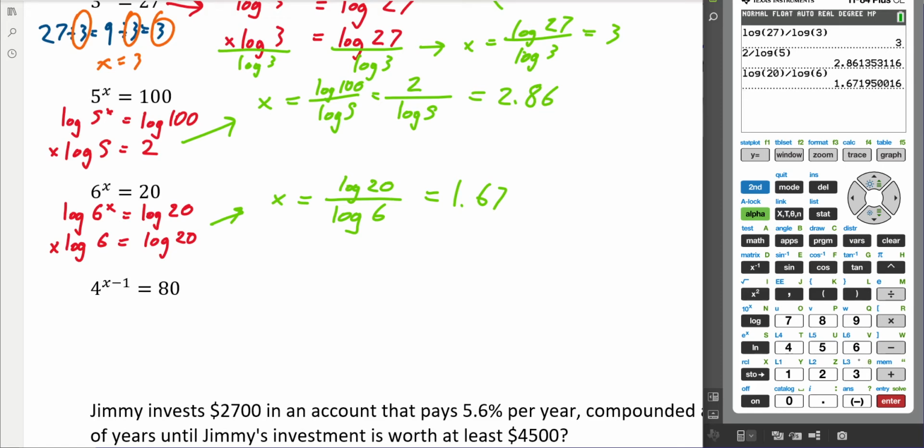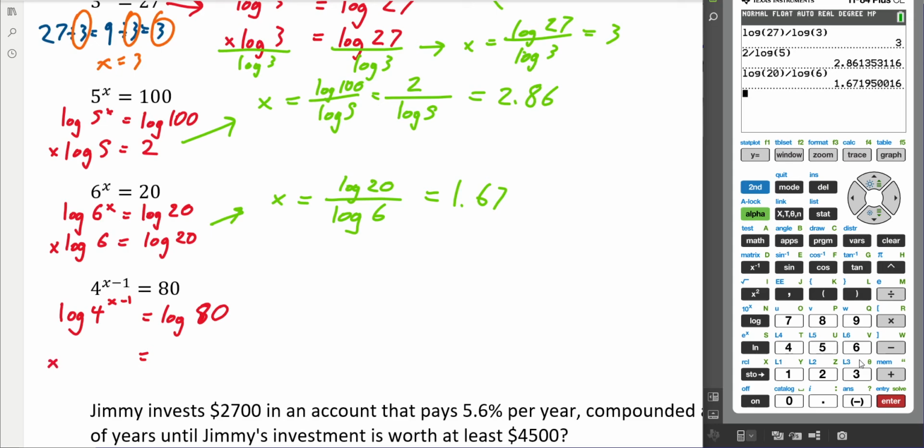All right, and it becomes slightly more complicated, but just really one extra step. If you have an exponent with like x plus 1 or x minus 1 or plus 7 or whatever it is. So let's go ahead and try this one out. So we're first going to do the exact same step. So log of 4 to the x minus 1 equals log of 80. So I just took a log of both sides.